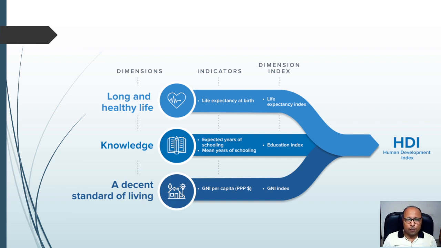Something that we already covered, just to have a recap: the human development index is composed of 3 dimensions: long and healthy life, knowledge, and decent standard of living. And these 3 dimensions are measured through different indicators: life expectancy at birth, expected years of schooling, mean years of schooling, and per capita gross national income. These are the dimensions under which HDI is prepared. For preparation of HDI, they have special indices: life expectancy index, education index, and GNI index.